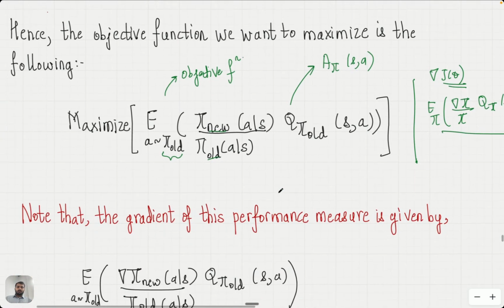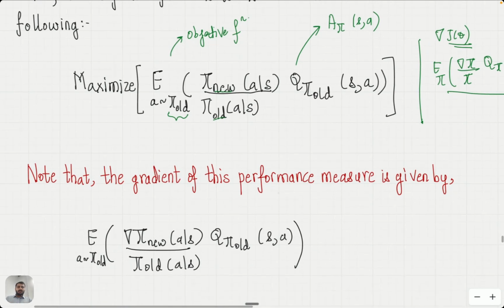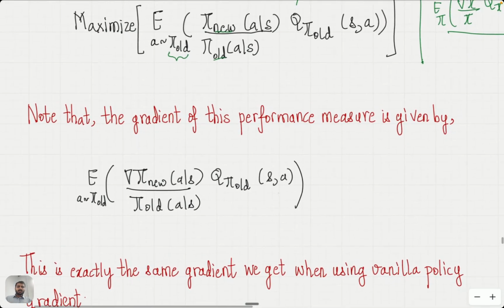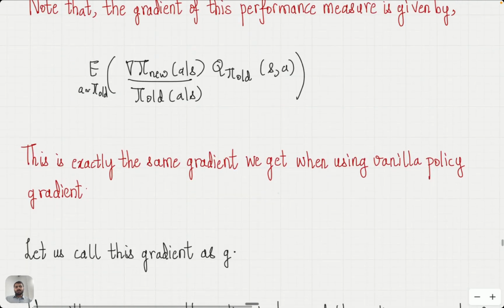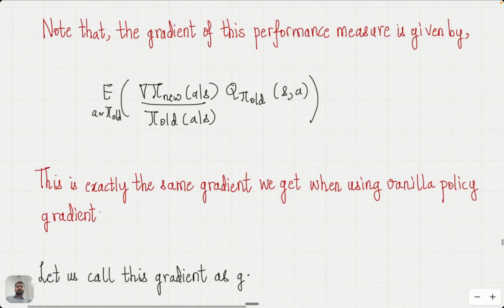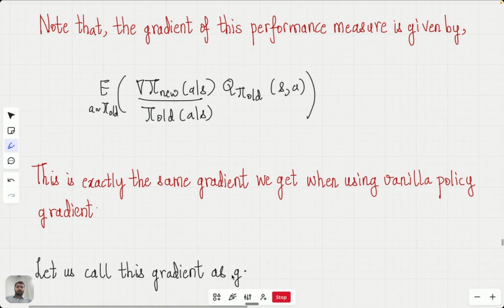Now I have discussed the gradient of this performance measure, which is exactly the same as the gradient that we get using vanilla policy gradient. Now that we have simplified the objective function, let's try to understand how we can solve this constraint optimization problem, and how people solve the TRPO constraint optimization problem. This gradient, we'll call G.